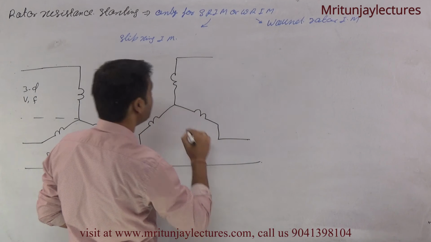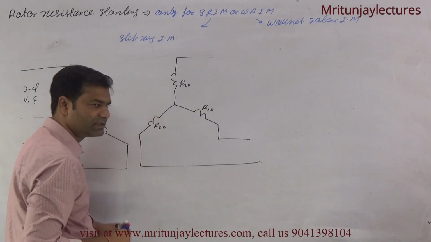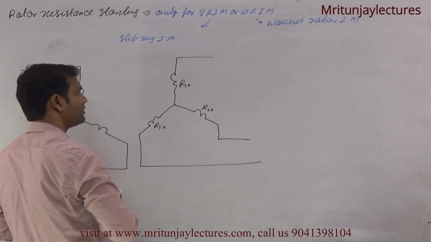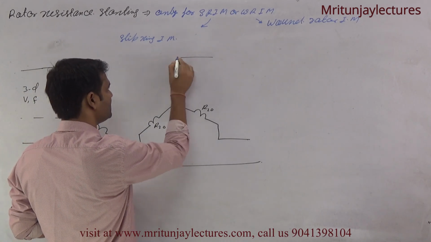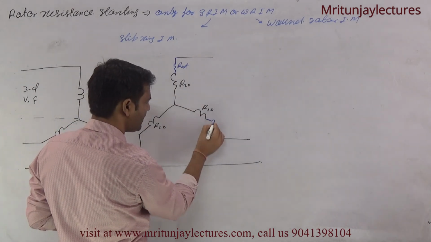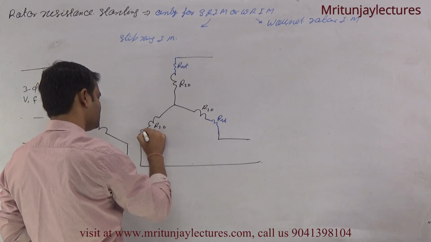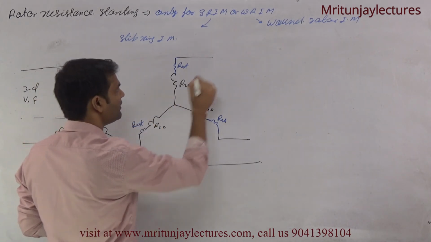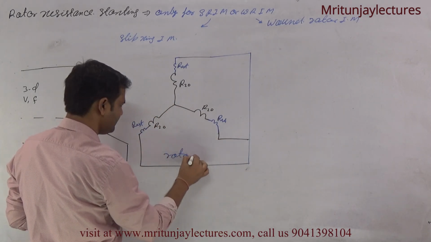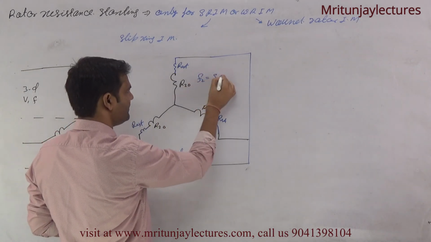Okay, that is R20, the initial resistance, like this one. Some external resistance added in each phase of the rotor means, that is R external, and this one is also R external, and this one is short circuited. After that, this one is short circuited, that is the rotor. Okay, supply frequency F and slip frequency SF.